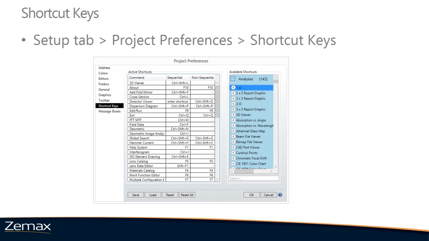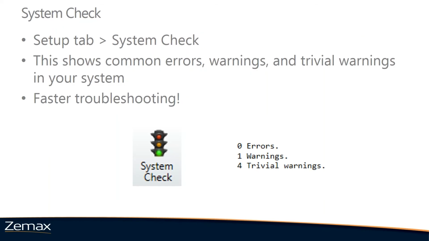Another good thing to save some time during the modeling process is to do a system check. You can find the system check button in the Setup tab. It looks like that. And it'll show you a bunch of common errors, warnings, and trivial warnings in your system. The main thing you want to look for are errors, but this will be extremely useful when you're running into a certain error or calculations aren't coming out the way that you expect them to, and you can do your own troubleshooting without having to go through every single step. And it won't catch everything, but it can catch a lot of basic things.